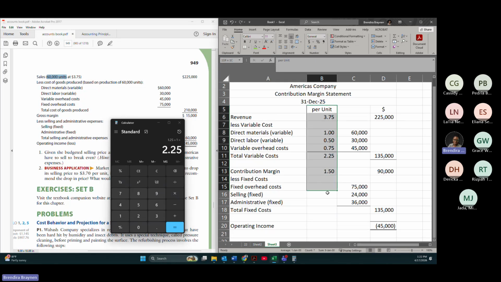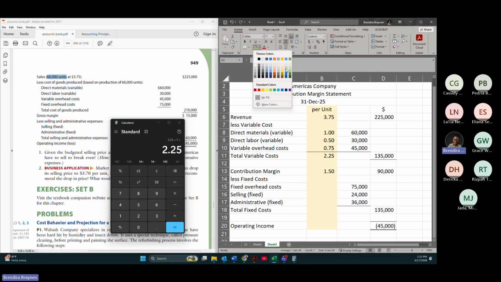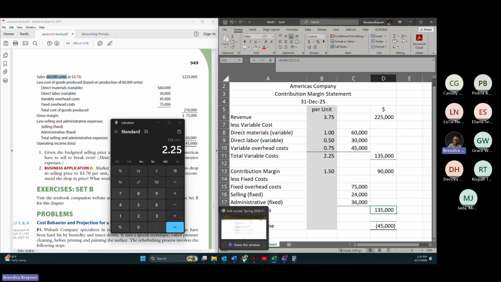Okay. So they like you to show both. You get points for both. $3.75 is the revenue per unit, variable cost per unit is $2.25, and contribution margin is $1.50. Usually you don't have to separate out the fixed cost. But if I wanted to calculate it for fixed costs, I would just take the total fixed costs divided by the same 60,000. That would give me my fixed cost per unit. Okay. Any questions on that?